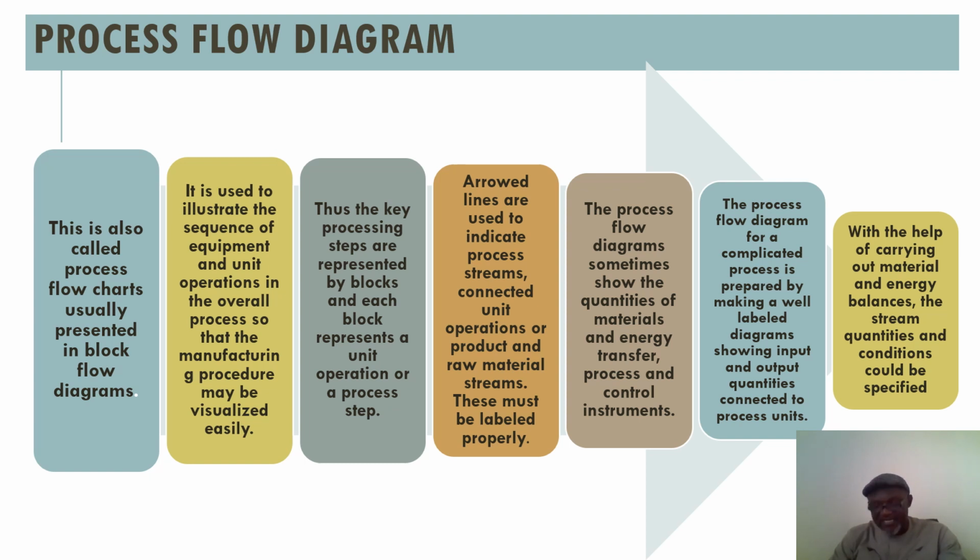diagram. And at the same time, some of them also show the quantity of the raw material coming in and the quantity of product that is also given out. So this process flow diagram helps us to monitor the process and also to know exactly at what point what is happening in any unit operation.